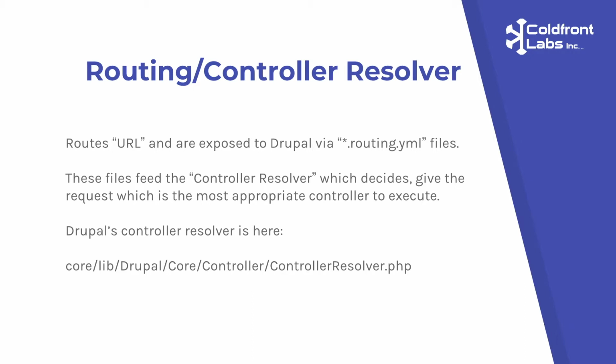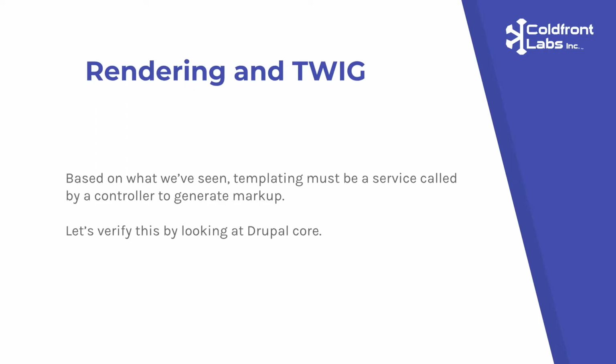So when you're writing a module name.routing.yaml file, you are listing off what controllers, and then essentially when the controller resolver should detect that this controller should be executed for it. We won't dig into more code, and which is the most appropriate controller to execute.